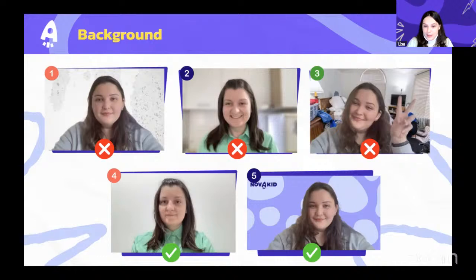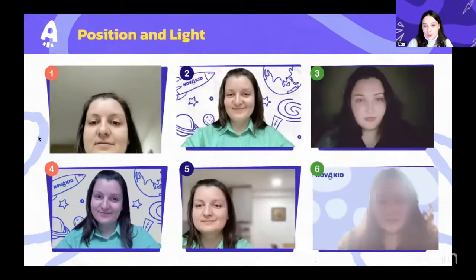Okay, nice. This is it about the background, but it's not everything about the picture. We also have position and light. Here we have some more examples. Please, let's do the same. Let's pick the best out of these, and if it's the best, please tell us why you think it's the best. So we have number 2, number 4, 2 and 4.